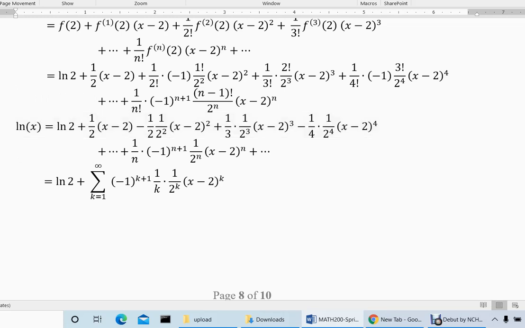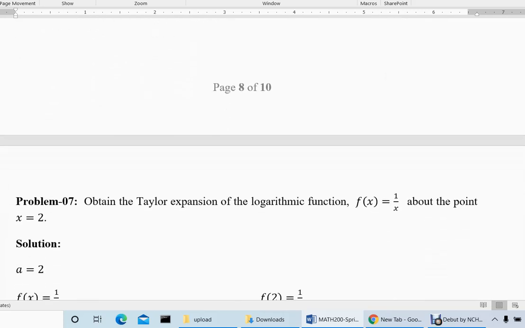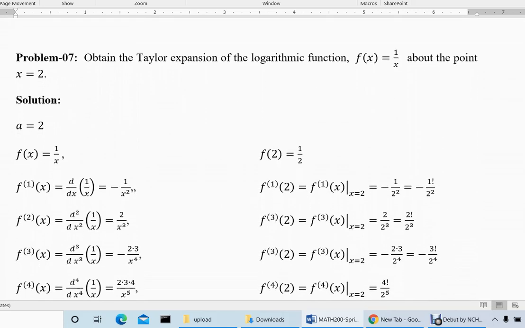Now if you do the expansion about 5, you will get ln 5 plus 1 by 5 into x minus 5 minus 1 by 2 into 1 by 5 square into x minus 5 whole square plus 1 by 3 into 1 by 5 cube into x minus 5 whole cube. It goes on like that. You just have to wait and see it. Do it and see it.